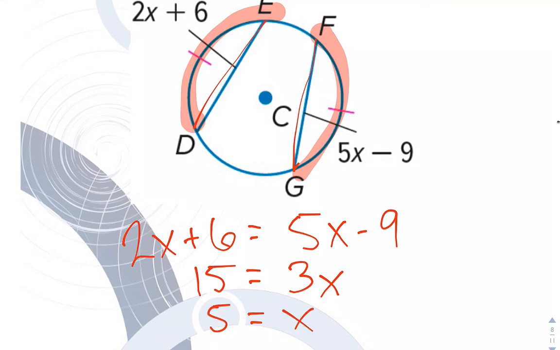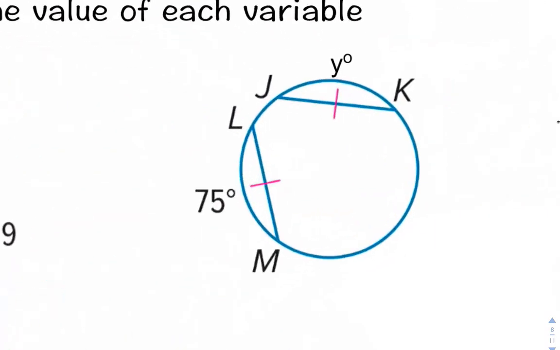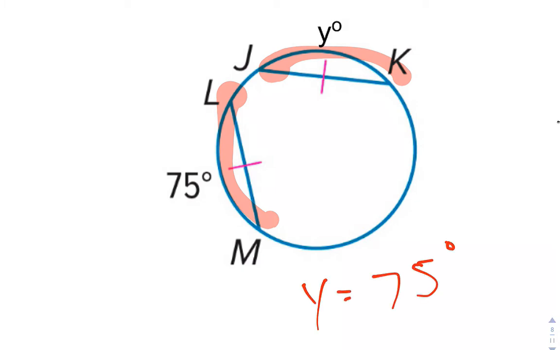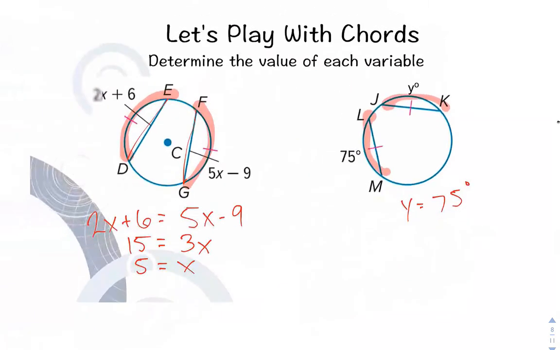All right, let's look at the other picture. This one gives us two congruent chords, and I want to know what the arcs are. If the chords are congruent, remember the arcs are congruent. So y, right off the bat, I know is 75 degrees. Simple as that.